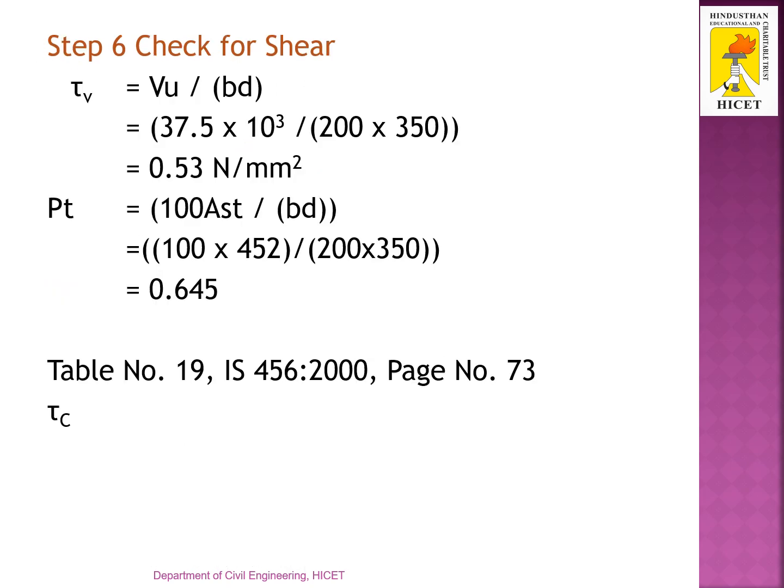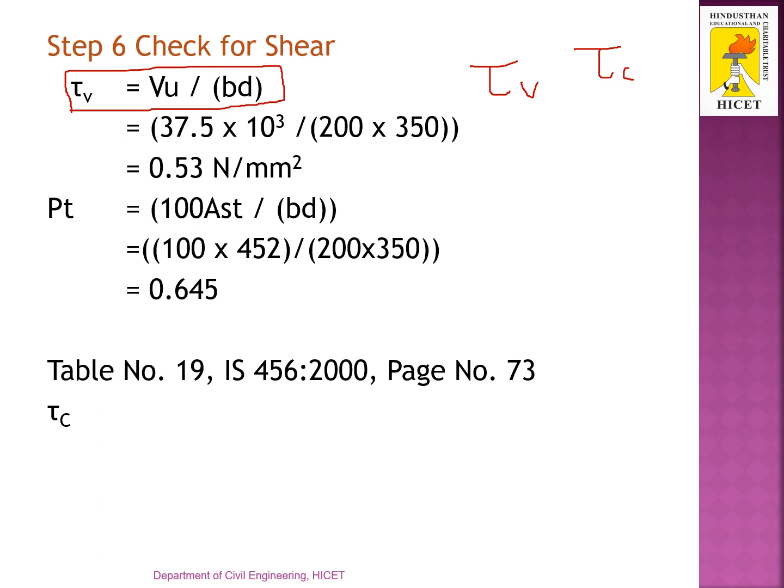Then next we have to check the shear. For the check for the shear, we have to find two values. The first value is tau suffix v and the second value is tau suffix c. The tau suffix v, that is the nominal shear stress, can be calculated using the formula tau v is equal to Vu divided by B into D.